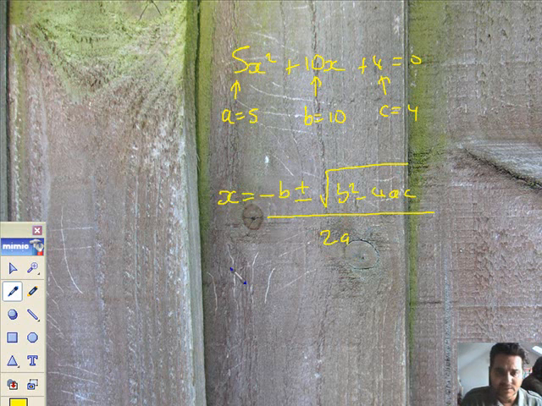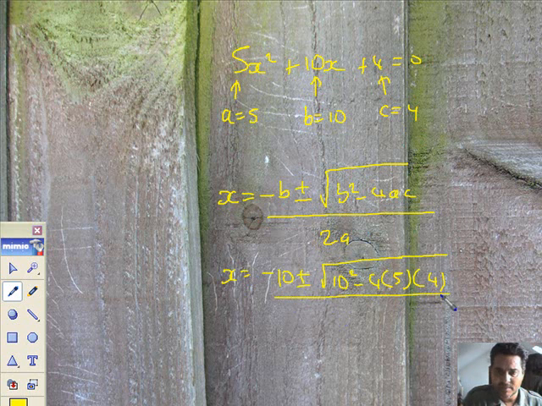Just shove in the numbers and go. So x is going to be minus 10 plus or minus the square root of b squared, which is 10 squared, minus 4 lots of a, which is 5, multiplied by c, which is 4. Again, let's extend the root a little bit. Divide that by 2 times 5.